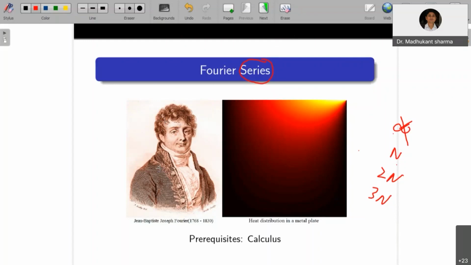It is named after Joseph Fourier. He worked on the problem of heat distribution in a metal plate, and there he looked at some periodicity and derived some concepts. At that time it was not acceptable to many mathematicians, but later on it was accepted, with a proof and a mathematical base.